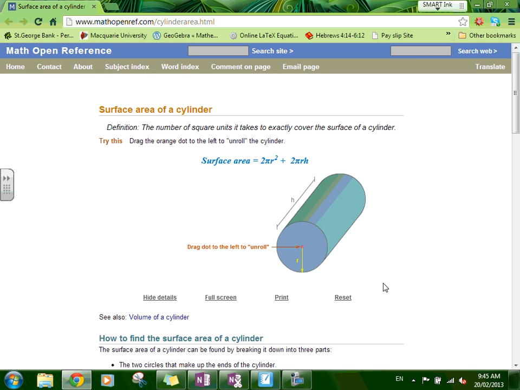Okay, I got the thing up, so I'll show it to you. Hang on a sec. If you have a look here, we've got a cylinder. Can you all see this? So it tells you the formula here, but the way we think about it, this is h, this is r.